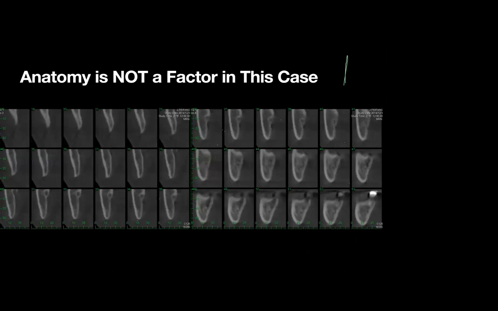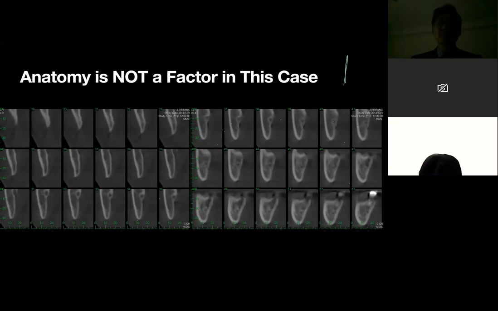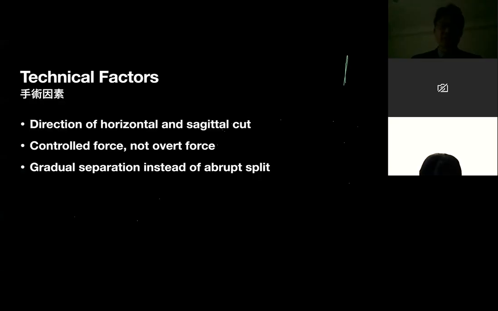But when I look back at the pre-surgical image of this case I present, I don't think this is a difficult anatomy. You see the space between the mandibular foramen to the buccal cortical plate. Actually, there is a big space. You may only say that, okay, the bone looks strong. So basically, I don't think anatomy is a factor in this case. It could be just an excuse for my problem.